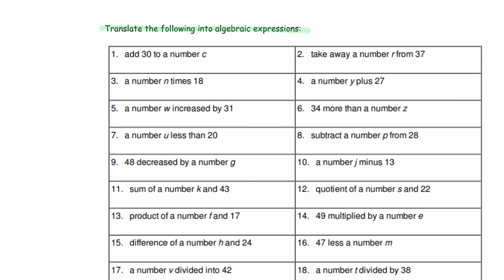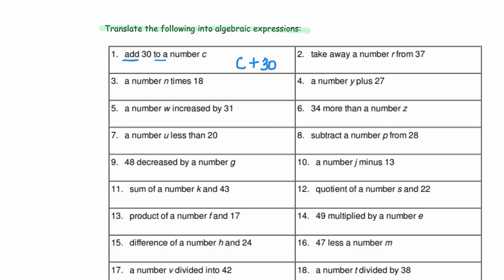Number 1 says add 30 to a number C. Well, I know I'm using addition here for this one. I know I'm using addition, but it's telling me to add 30 to a number C. So C would go first because I am adding 30. So my final answer would be C plus 30.